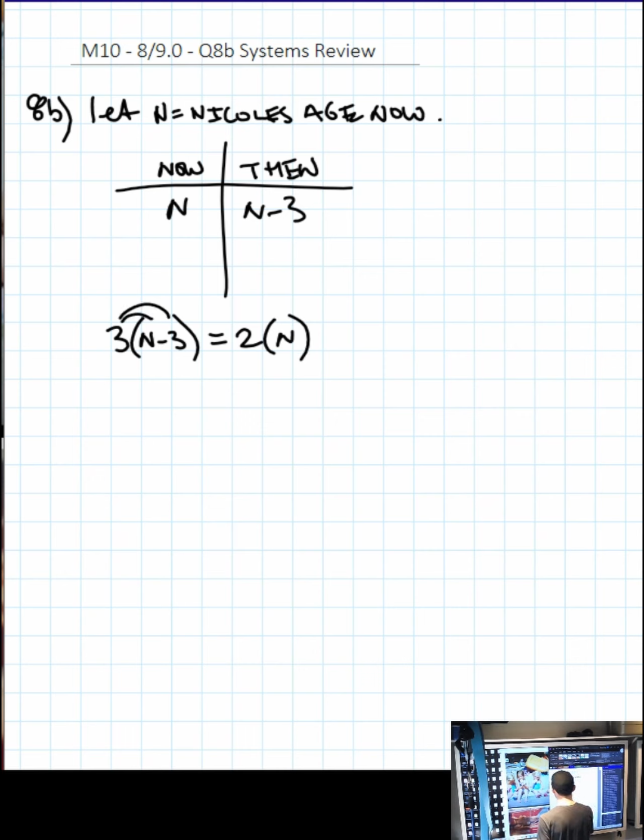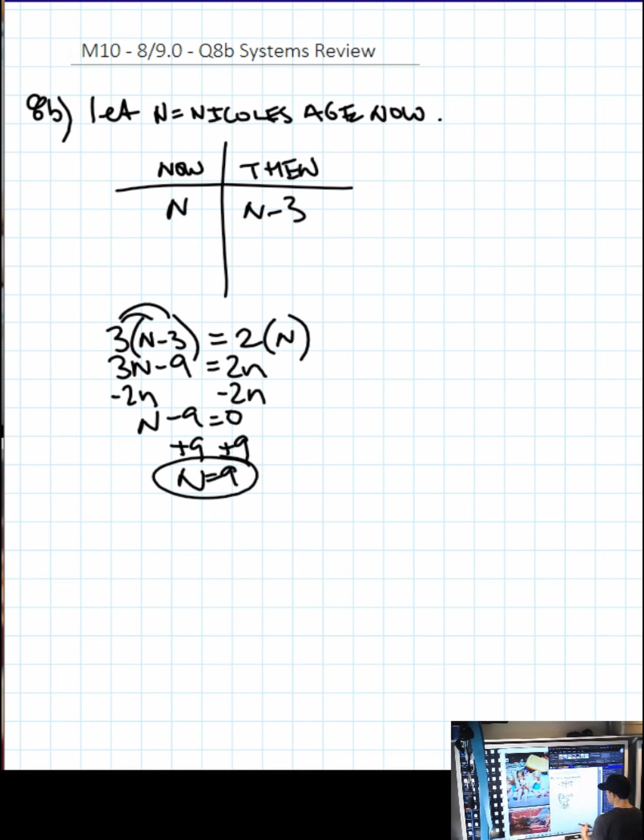Okay, so we can distribute. So we're going to get 3N minus 9 equals 2N. Minus 2N from both sides, we'll get N minus 9 equals 0. Add 9 to both sides. N equals 9. Circle your answer. So you can write out the English sentence. Nicole's age is 9 now, but again, find out from your teacher. If you declare your let statement properly, then all you have to do is state your variable. If they want you to answer the question, you say Nicole is 9 years old now.